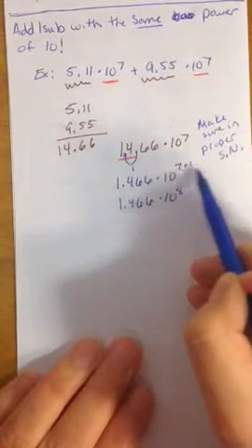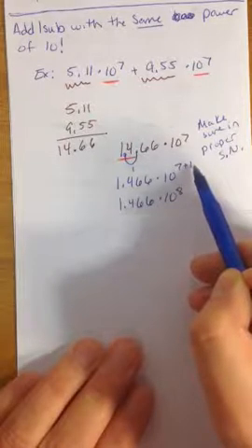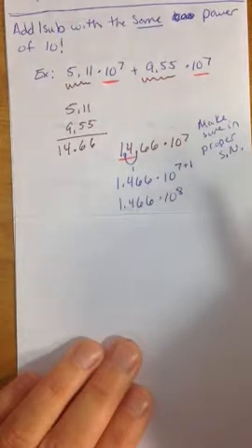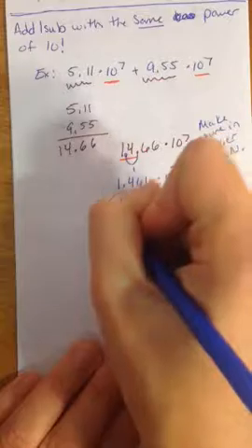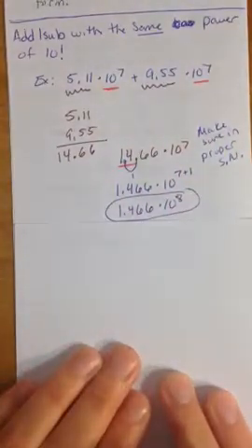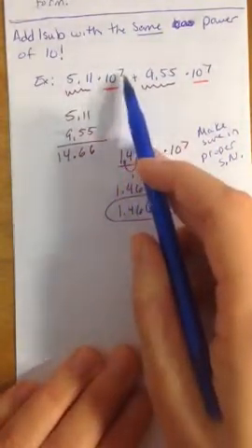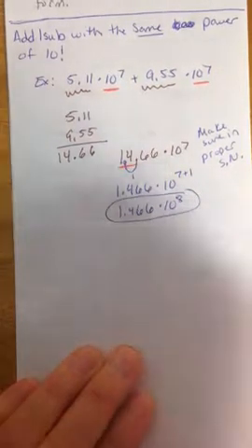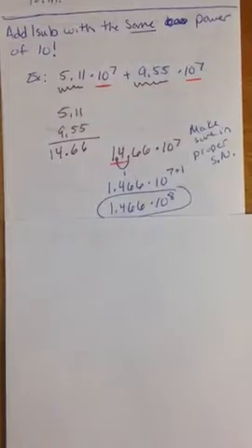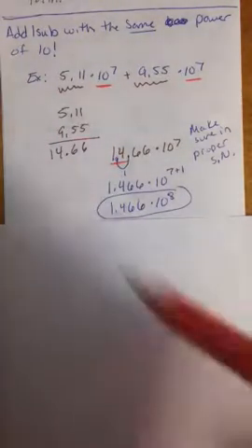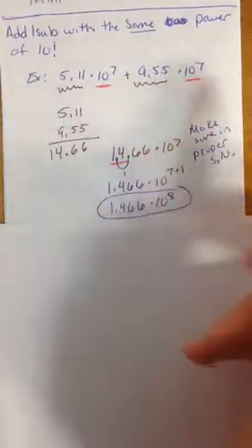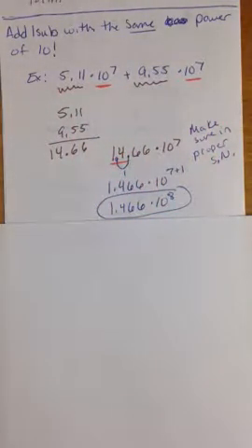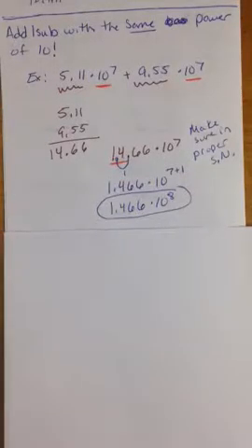Now some of you might not write this step here, and that's fine, but if you do need to write it, that is also fine. So this would be my final answer. When I add 5.11 times 10 to the 7th plus 9.55 times 10 to the 7th, I will get 1.466 times 10 to the 8th in proper scientific notation. Now you could also have put both into standard form, then added them and put it back into scientific notation. But that's just a long way of doing it.